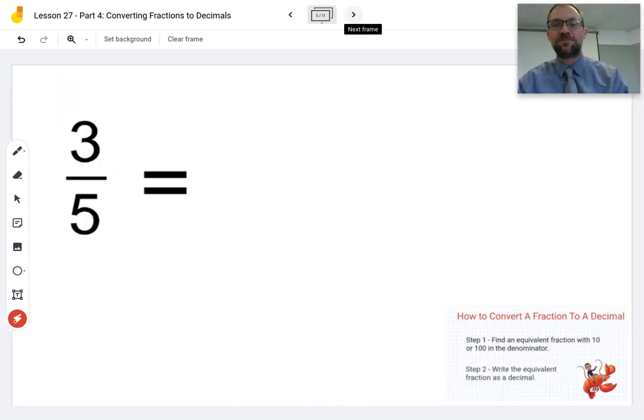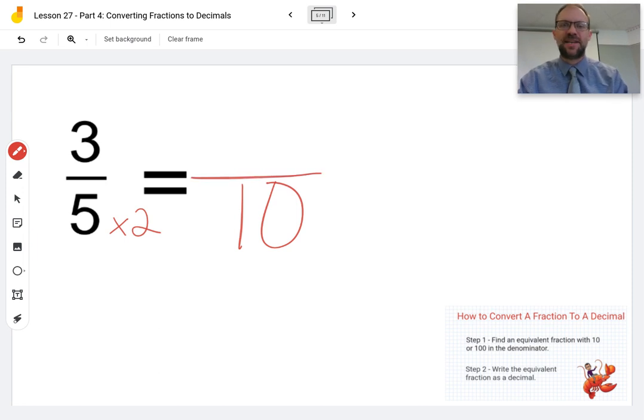Let's see another example. Here we have 3/5. Again, the denominator 5 is not a power of 10. So how can we turn it into a power of 10? Well, 5 is also a factor of 10. So if we multiply 5 times 2, that'll get us our new denominator that's a power of 10. In this case, it's 10 again.